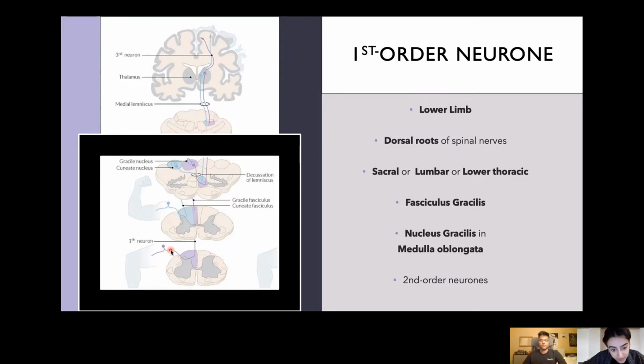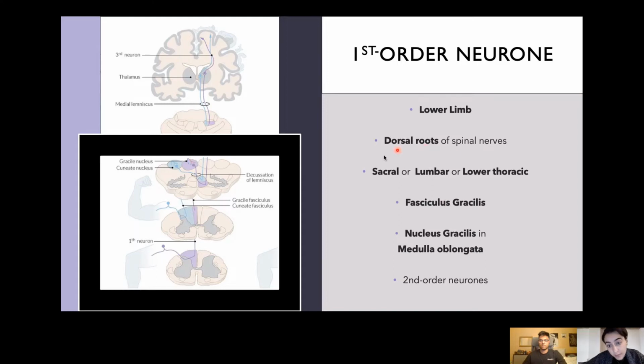So those fibers will continue and they will enter the dorsal horn, and they will project in the fasciculus gracilis, very important, lower limb fasciculus gracilis, and then they will ascend uninterrupted up to the nucleus gracilis. What's a nucleus? A nucleus is a collection of cell bodies in the central nervous system.